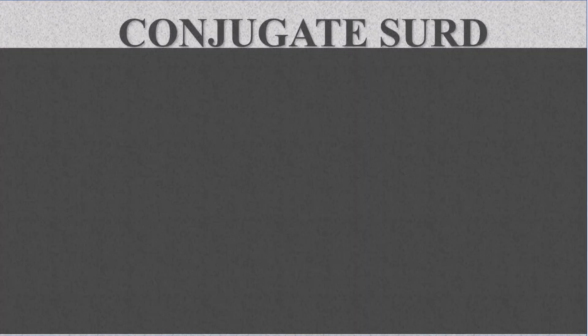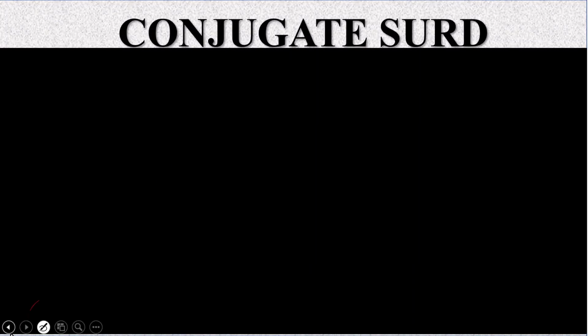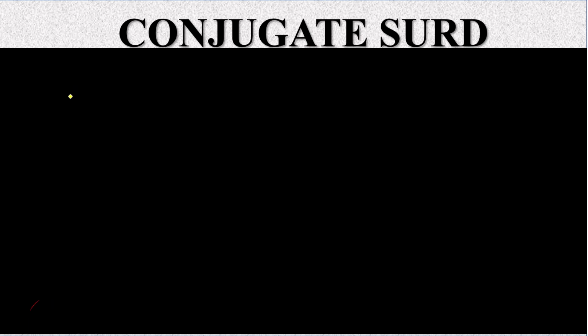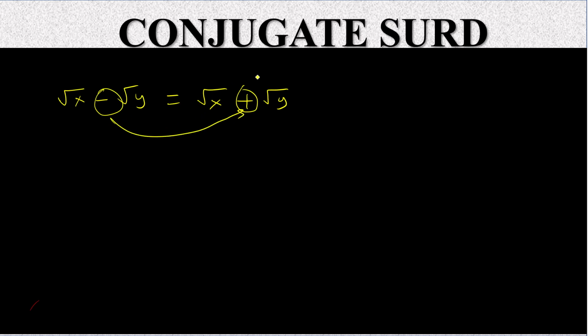So in case we're given, let's say, root x minus root y, the conjugate of this becomes root x plus root y. So look at the sign. Just change the sign. One is the conjugate of the other. So in case we are given 2 plus root 5, this conjugate becomes 2 minus root 5.